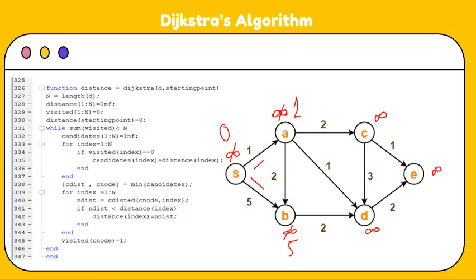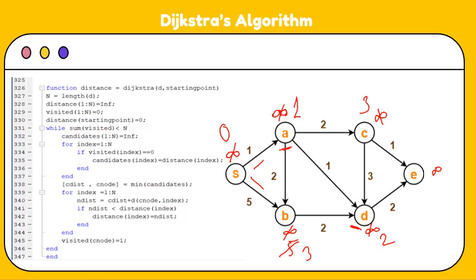Now, our unvisited node with the shortest distance is A. A becomes our current node. From A, we look at C, D, and B. Distance to C changes to 3, distance to D changes to 2, and distance to B changes to 3. Now, we look at our shortest distance node again, that is D.